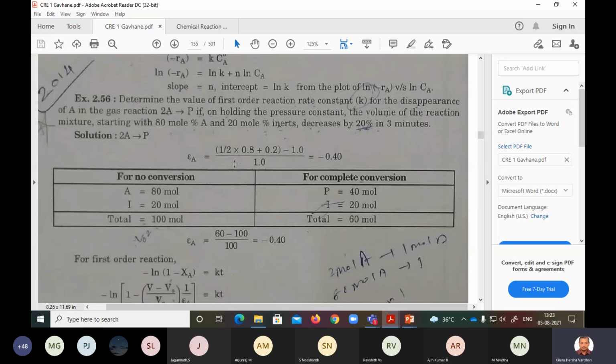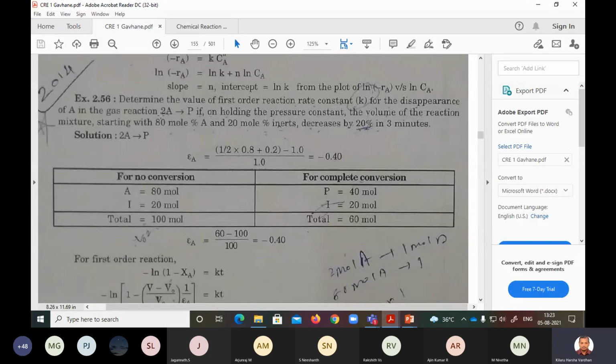Again, I'm telling you, please try to keep separate notes because it will be useful for your higher education, especially if you are trying to write GATE. Your own notes will be much more helpful.